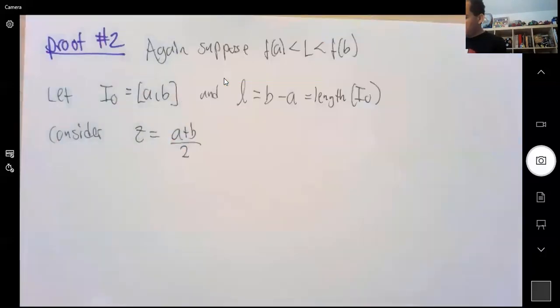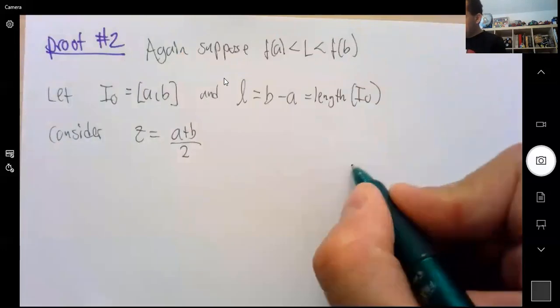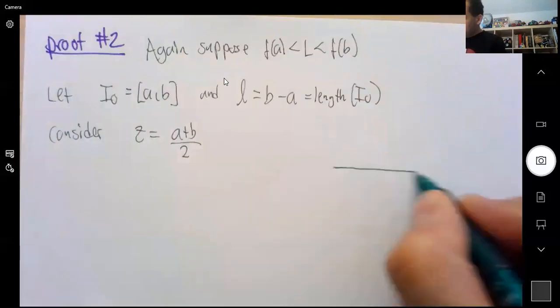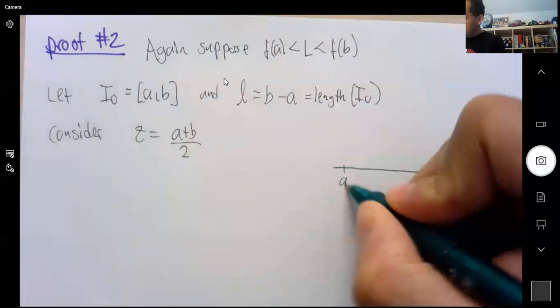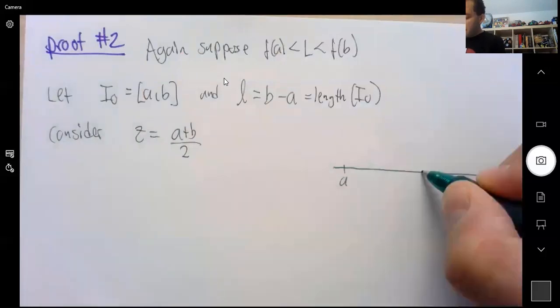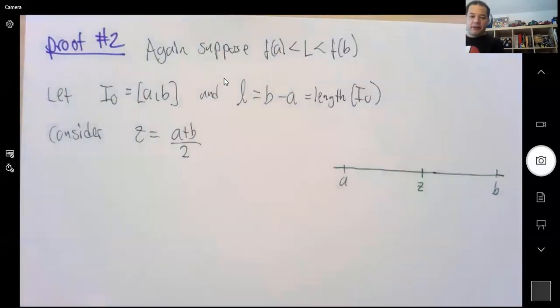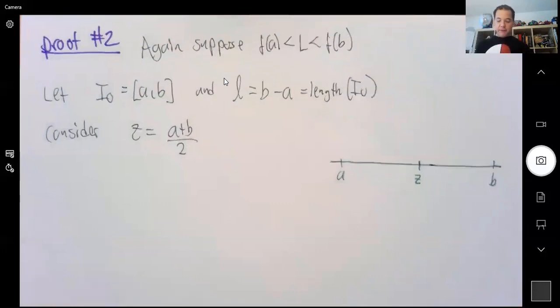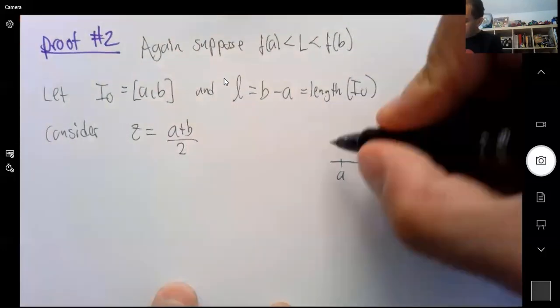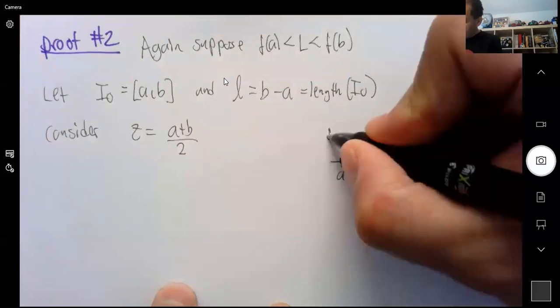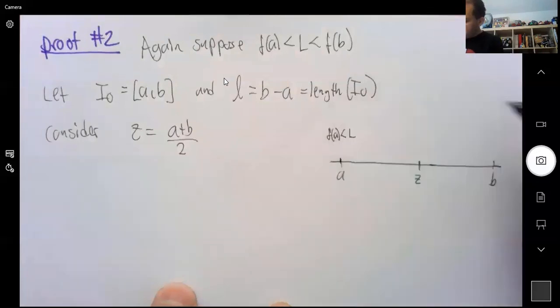I'll do a picture over here. So here's A, here's B, and this point C is the midpoint. All right? Okay, now what? Well, now let's remember, here f of A is less than L. So I'm going to just write a little note here: f of A less than L, and f of B greater than L.